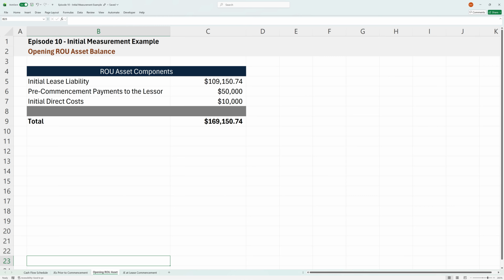And now we're ready to calculate our opening ROU asset. As we just discussed, it will be made up of three components. Our initial lease liability of $109,151, the first $50,000 upfront payment we made to the lessor, and the $10,000 in initial direct costs for the commission payment to our broker that found the office space, which means our opening ROU asset will total $169,151.